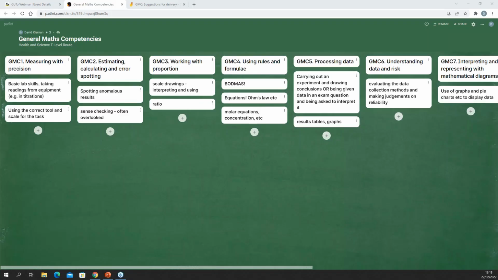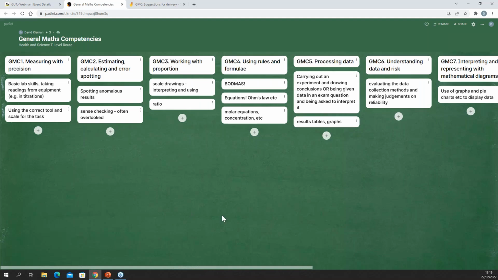Okay, thank you everyone for those suggestions that we have seen come in here. So we have General Maths Competency 1 regarding measuring with precision. We have got basic lab skills, taking readings from equipment such as titrations, good. Using the correct tool and scale for the task. Spotting anomalous results in terms of the estimate and calculating error spotter. Sense checking, which is often overlooked, just to see if they're on the right lines.